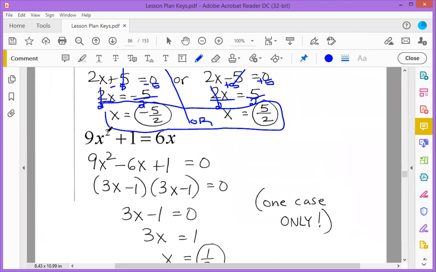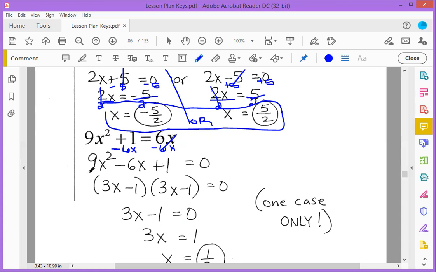We have 9x squared plus 1 equals 6x. First of all, we need to get the 6x over to the left side of the equation with the remaining terms because we want our equation equal to 0. Once we subtract 6x from both sides, the 6x will cancel on the right, leaving 0. When we subtract 6x on the left side, we're left with 9x squared minus 6x plus 1.